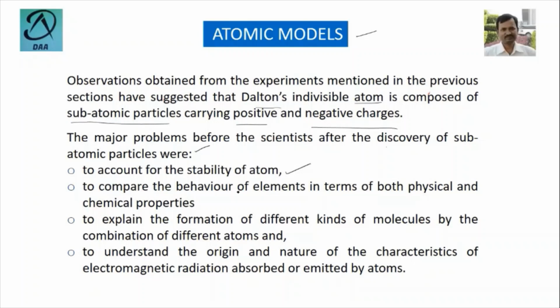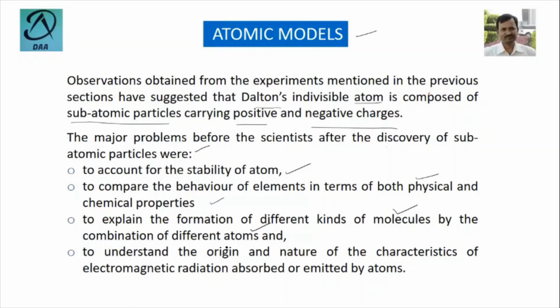Number 2, to compare the behavior of the elements in terms of both physical and chemical properties. We know that different elements have different behaviors in respect of physical and chemical properties. So how to explain this from the atomic model. Third point, to explain the formation of different kinds of molecules. We know that different compounds and molecules are formed from the combination of different atoms. So how to explain this using atomic models.